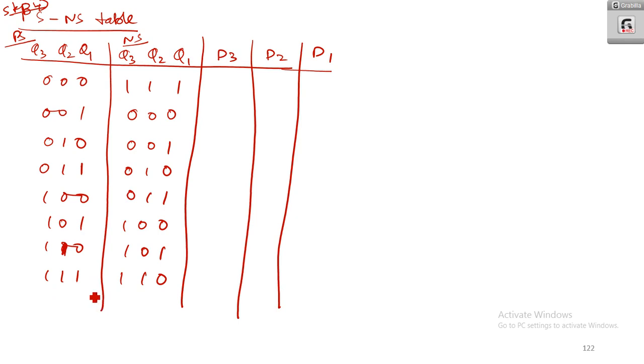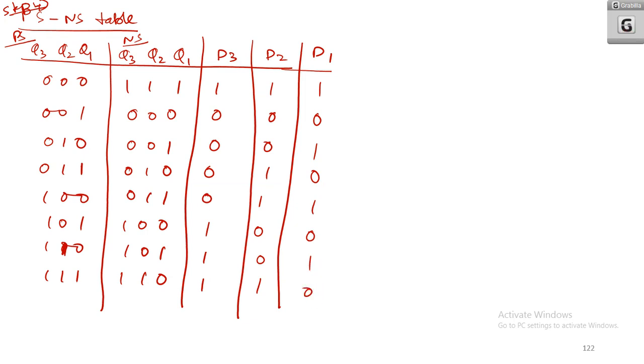Now, how will you write for D3? D3 is equal to next state itself. That means you can write it as Q3 of next state. That is 1, 0, 0, 0, 0, 1, 1, 1. D2 means it is next state. That is 1, 0, 0, 1, 1, 0, 0, 1. D1 means 1, 0, 1, 0, 1, 0, 1, 0.